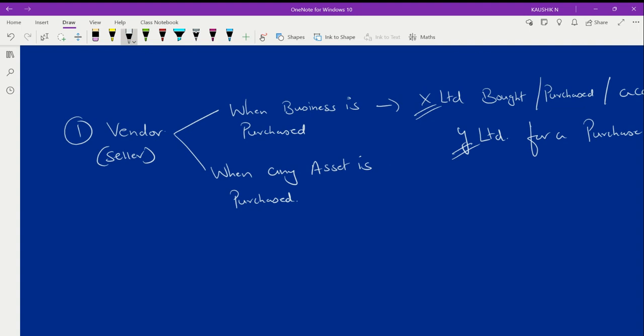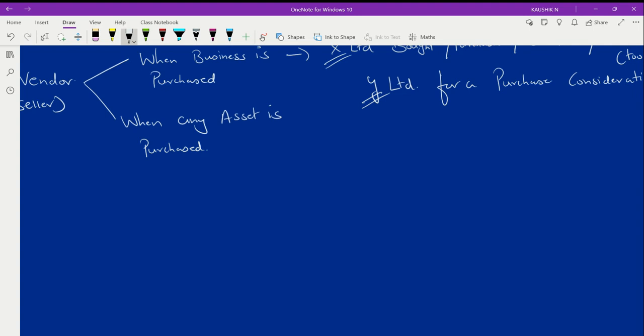Second, when any asset is purchased, for this, take this example. There is a company called ABC Limited.